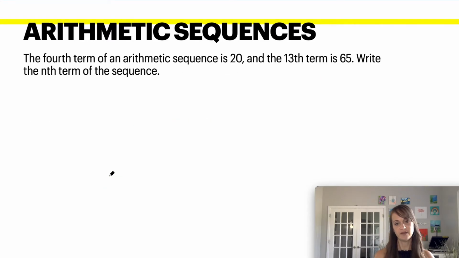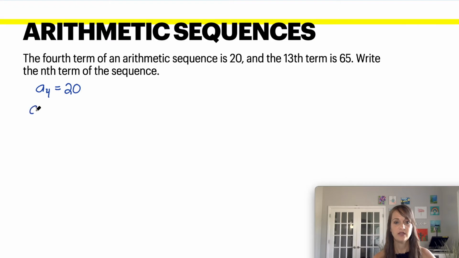The fourth term of an arithmetic sequence is 20, and the 13th term is 65. Write the nth term. Okay, well, here's a problem. We don't know the common difference. We also don't even know our first term. So here's how you actually do a problem like this: you have to work backwards to find those terms. We know that the fourth term is 20. We know that the 13th term is 65.